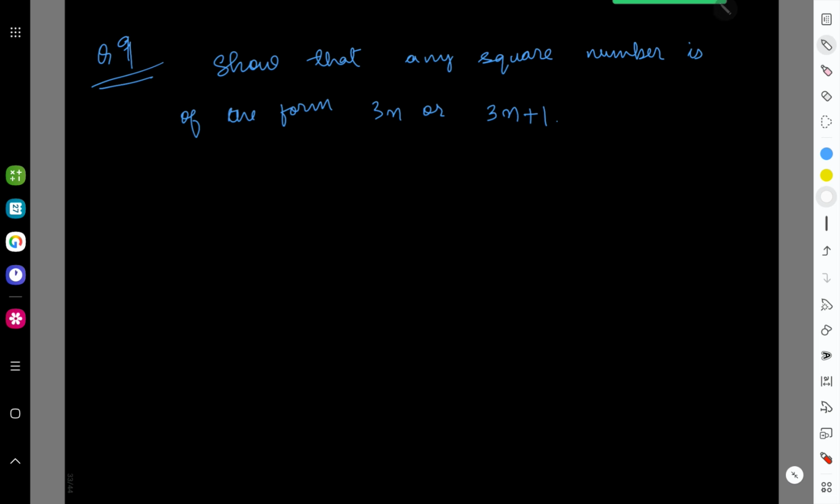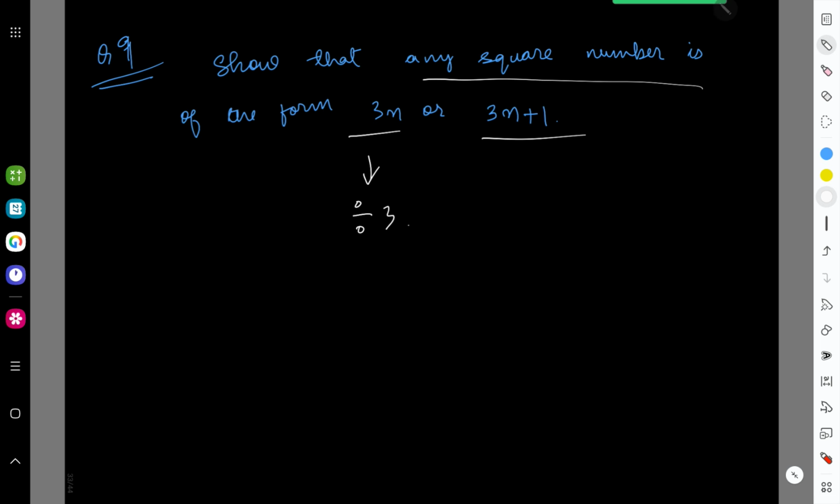Now let us solve question number 9. Question number 9 says, show that any square number is of the form 3n or 3n plus 1. We have to show that any square number can be written in the form of 3n or 3n plus 1. And if we want to express in the form 3n or 3n plus 1, then we know that the number should be divided by 3.